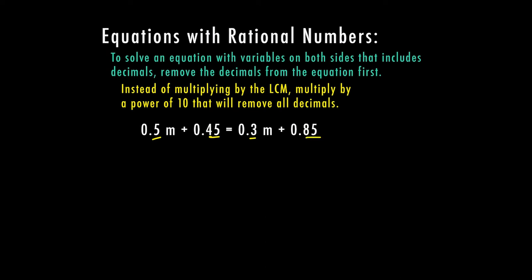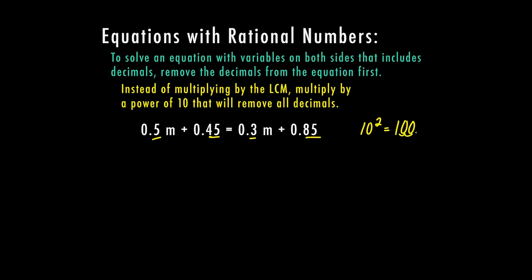So the most places after the decimal are 45 hundredths and 85 hundredths, which is 2 places. So that means that I want to multiply by 10 to the 2nd power, which is 100. So the simple thing to think about is that I'm going to be moving all my decimal places 2 places to the right.